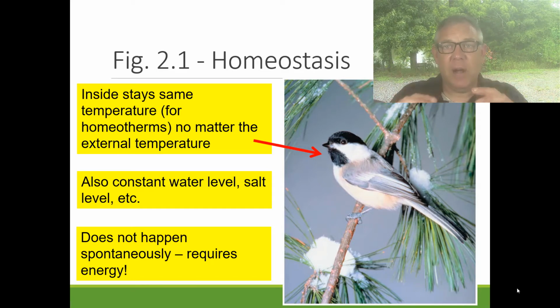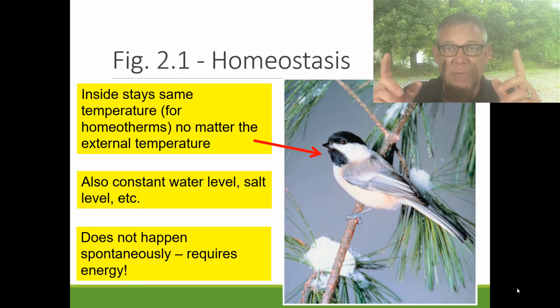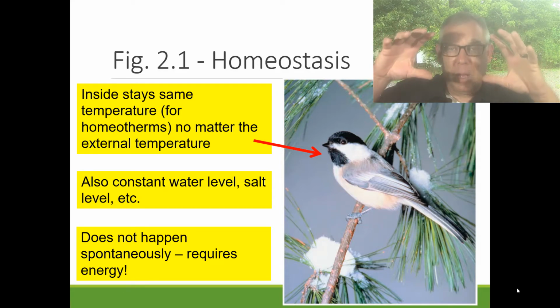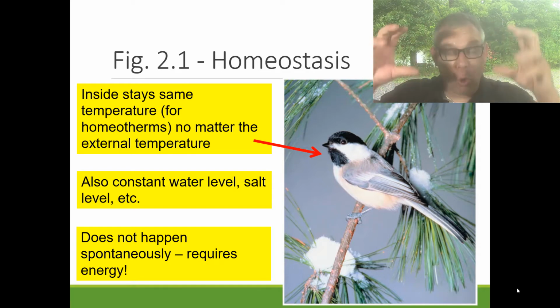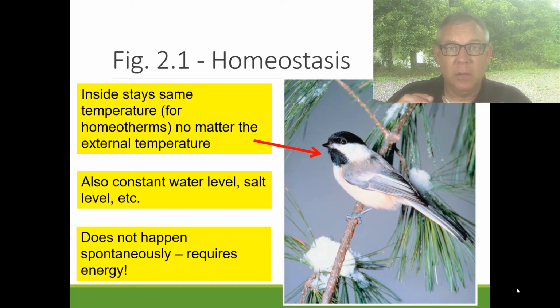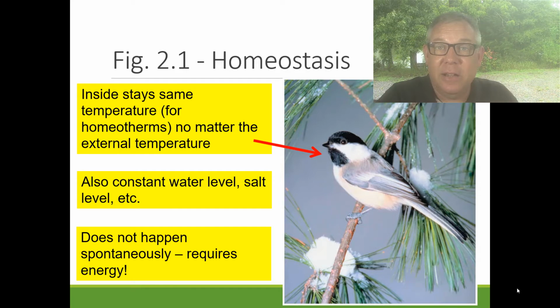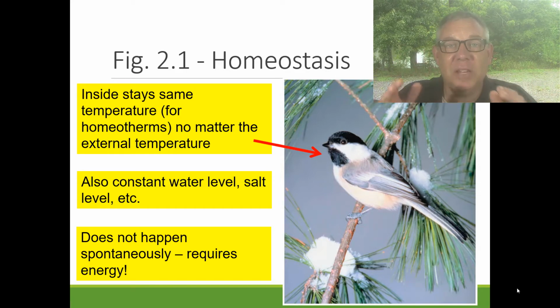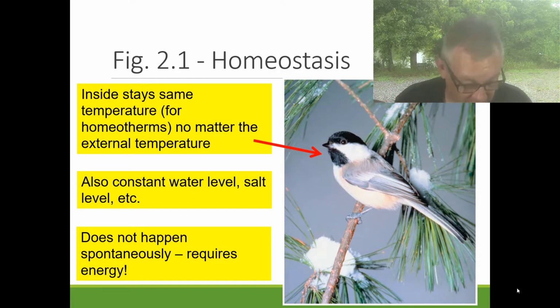So maintaining this internal environment is a big deal to living things, and consequently, controlling what crosses the cell membrane, that's an important idea to maintaining that constant internal environment. So consequently, crossing those membranes is a very important idea in biology. So that's why we're talking about it today.